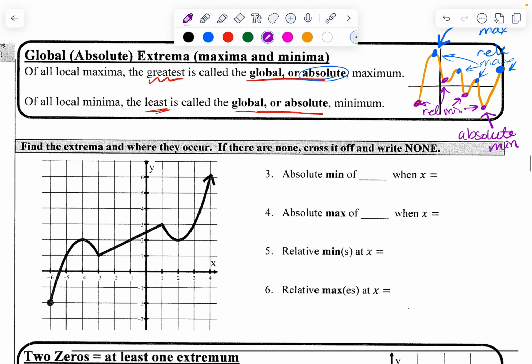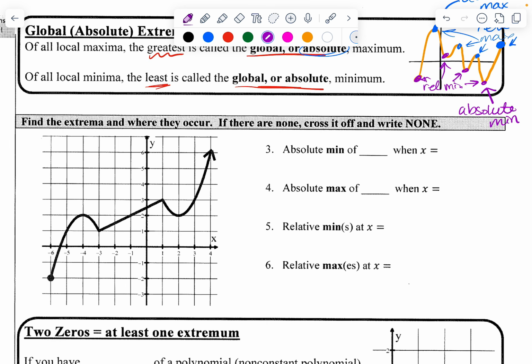Okay, so let's try this. It says in this example here, find the extrema, maximums or minimums, and where they occur. If there are none, we say none. So let's look for an absolute minimum. So it's the lowest possible point. We see this here. We call this point (-6, -2). So the minimum is always the y value.